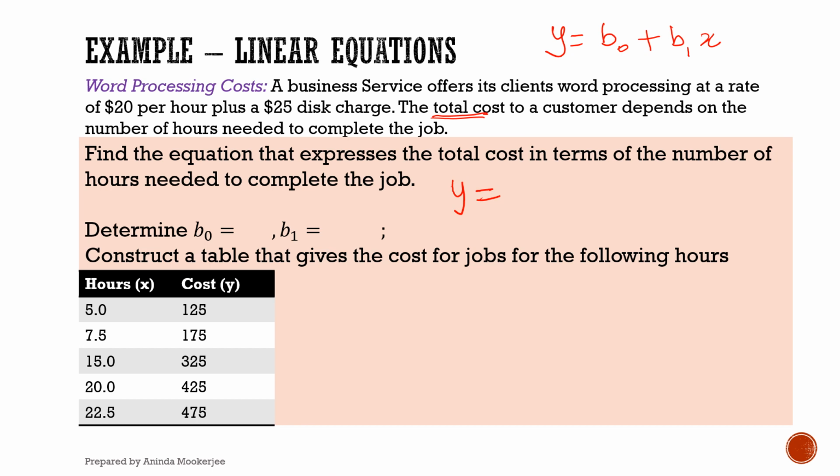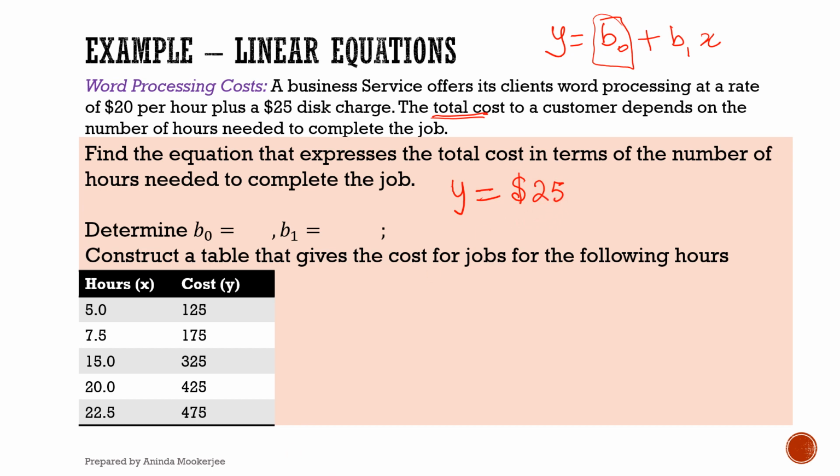Now, at the y-intercept, the x is 0. That means x doesn't exist. X does not have a value, or rather x has a value of 0 at the y-intercept. That means it will represent the flat fee part of the cost. So we have to begin the equation with y equals $25, where x does not come into play. That represents our y-intercept.